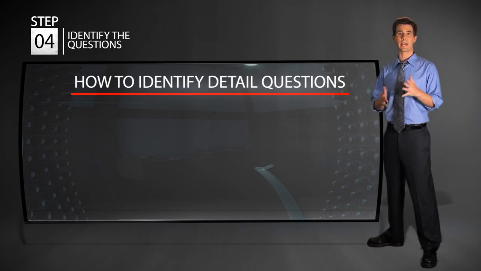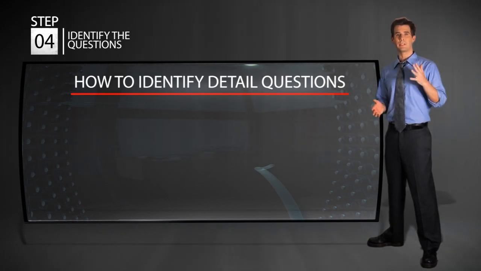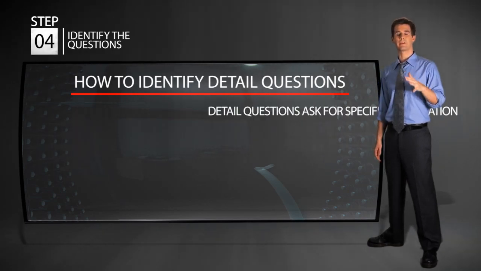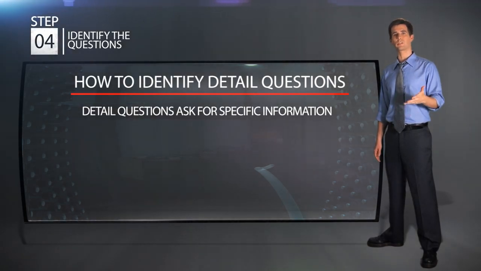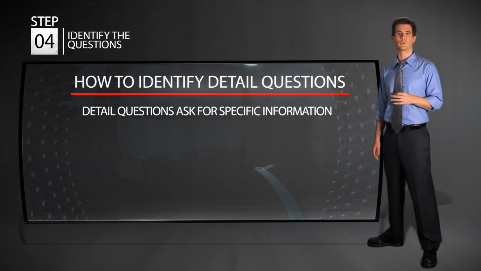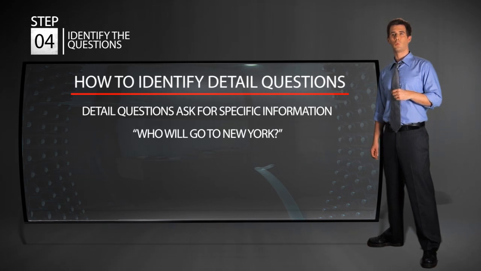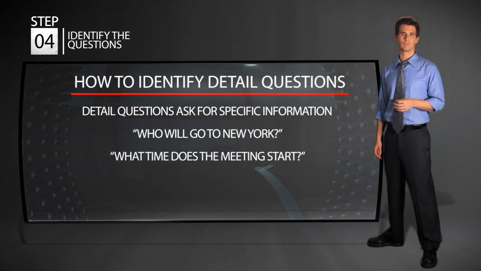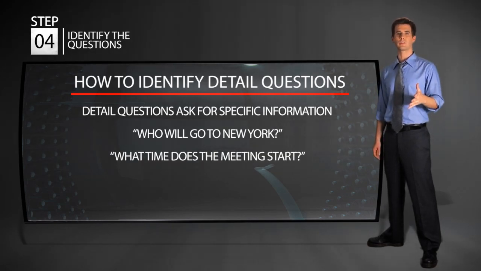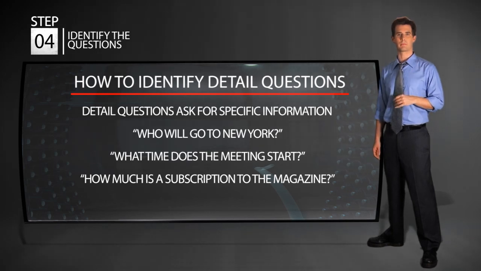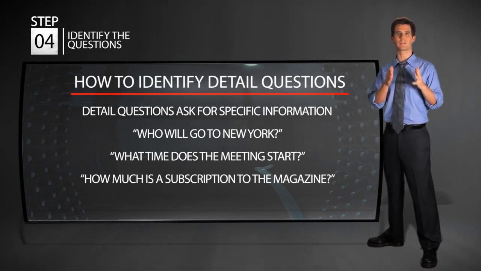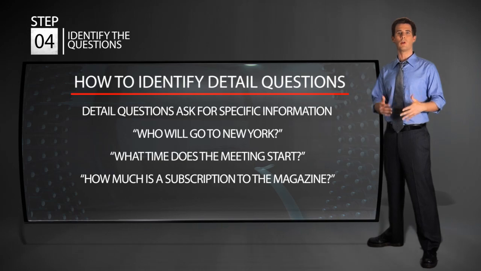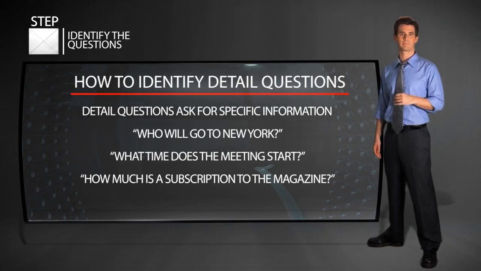Detailed questions. Identifying detailed questions is actually kind of simple. Detailed questions ask for specific information. So questions like, who will go to New York? Or what time does the meeting start? Or how much is a subscription to the magazine? These are all asking for specific information, so we know they are detailed questions.